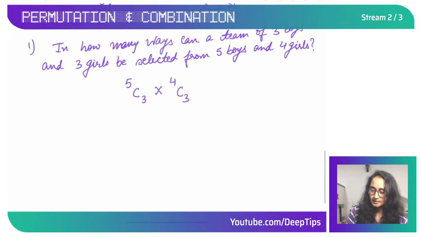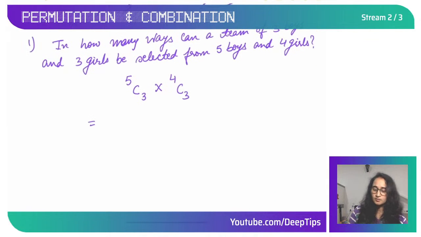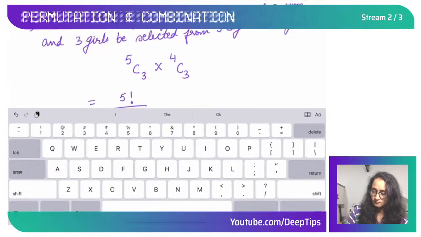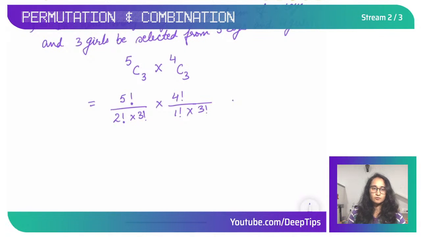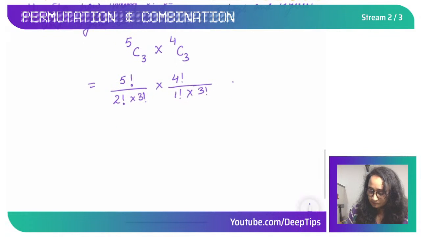So now children, we can substitute the values. So 5 factorial upon 5 minus 3 is, okay, 5 minus 3 is 2 factorial into 3 factorial. Now this is 4 factorial, 4 minus 3, 1 factorial into 3 factorial. I am directly substituting in the formula, but I am telling you again and again that in your exam you need to write the formula.